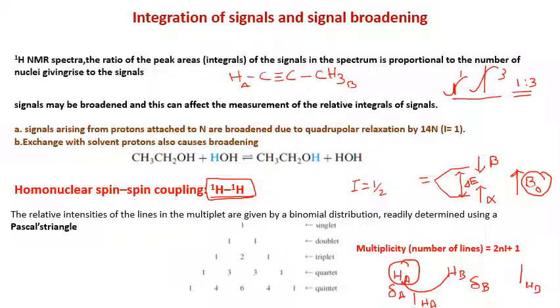But the second scenario is that if HA is affected by the magnetic fields associated with HB, and vice versa, HB affects the magnetic fields of HA, then the proton NMR spectrum of HB will not be a single line, it will give a two line spectrum, and it is called a doublet. Similarly, HA also gives a two line spectrum, called a doublet. The single line splits into two equal lines of the same intensity, and it is called a doublet.